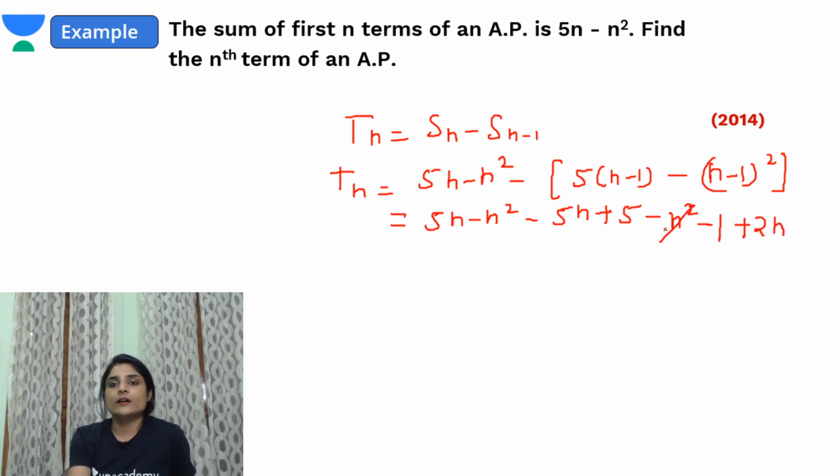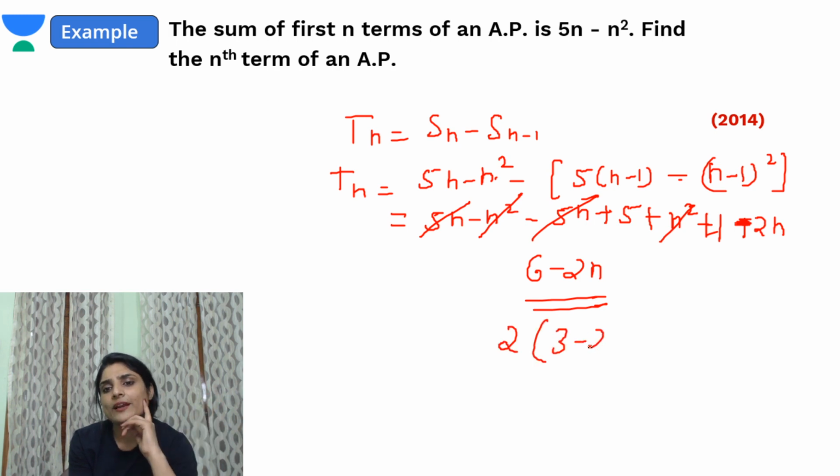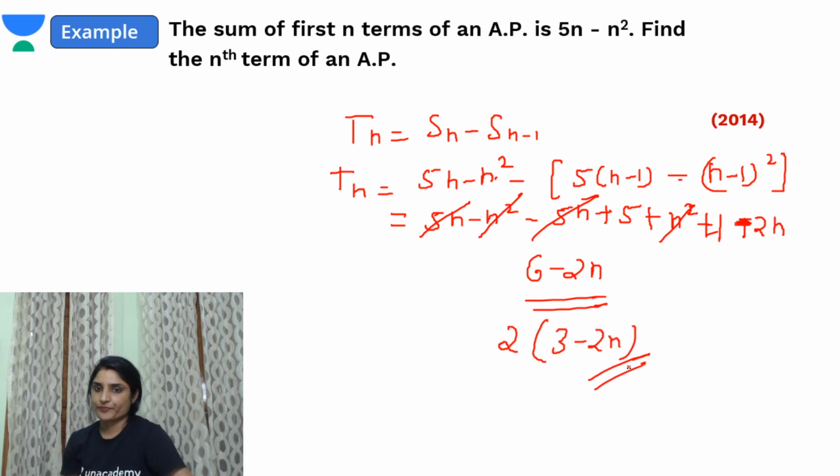So n square will get cancelled. This will be minus plus. This will be minus 2n. So this will get cancelled. Now you can say n square will be cancelled. You will be getting 6 minus 2n. That means you can take 2 common, you will be getting 2 times (3 minus n). This is your Tn, the nth term.